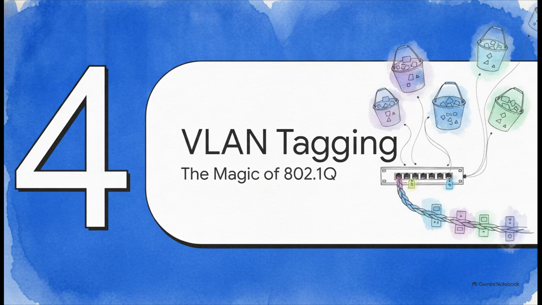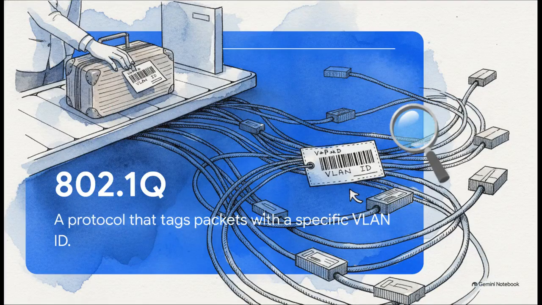The magic of VLAN tagging. And this brilliantly illustrates a fun question. How does the switch actually know which invisible airwave bucket your data belongs in once it hits the physical wire? Well, it uses 802.1q, which is a protocol that tags packets with a specific VLAN ID.